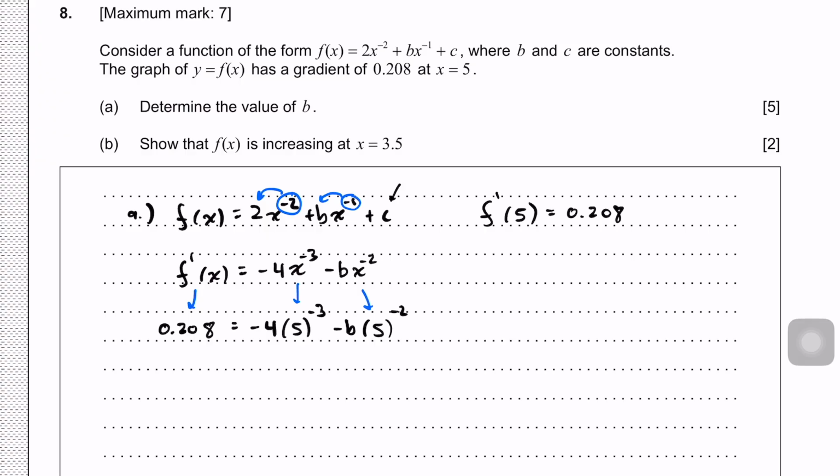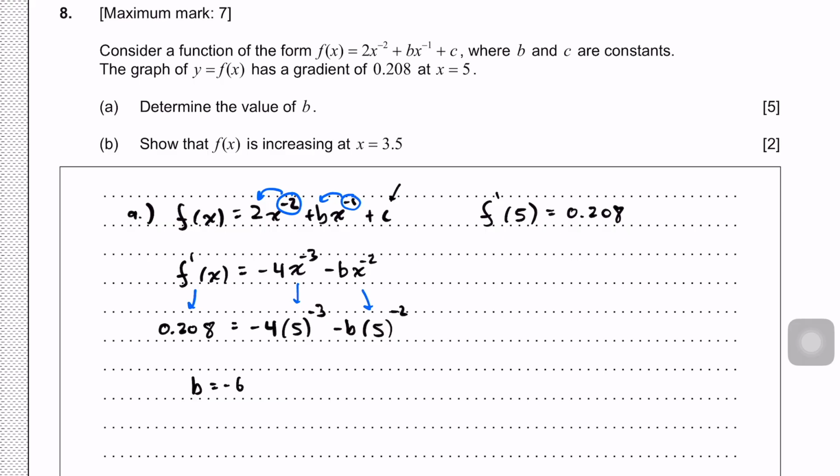Let's put that in on the document. So b is equal to -6. All right. Last part, show that f of x is increasing at x equals 3.5.